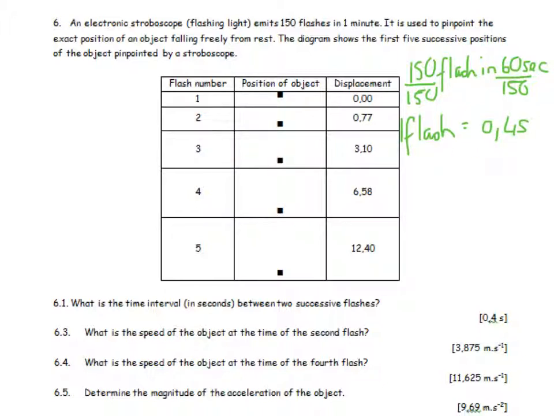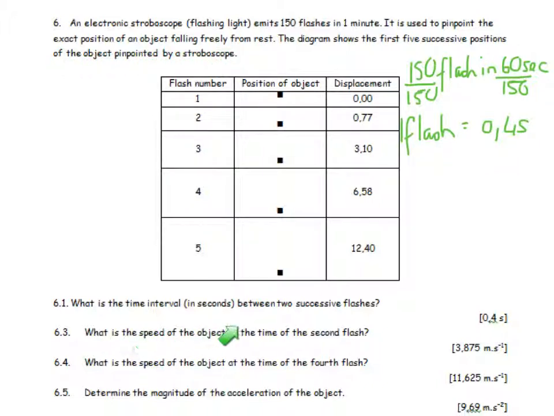It is used to pinpoint the exact position of an object falling freely from rest. So here's the position of the object. As you can see, it's getting further and further away from its starting position each time. The diagram shows the first 5 successive positions of the object pinpointed by the stroboscope.